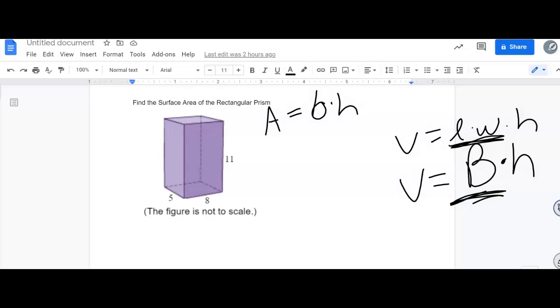So, two ways to find the volume of a rectangular prism. You can do the length times the width times the height. Or you can find the base of the rectangular prism, which is down here, and then multiply it by its height. Both of them are the exact same thing. Are we all good with that?